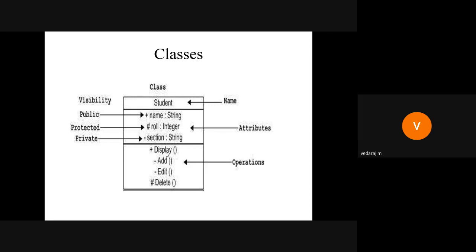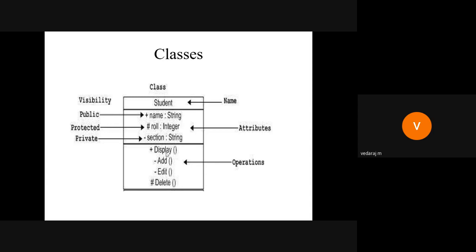So how do you add a method in class notation? First is the access specifier; plus represents the public access specifier, then followed by the name of the method. Here the names of the methods are display, add, edit, delete. These are all called method names. Then followed by the open parenthesis and close parenthesis. All functions and methods should end with open and close parentheses. This is the class notation.